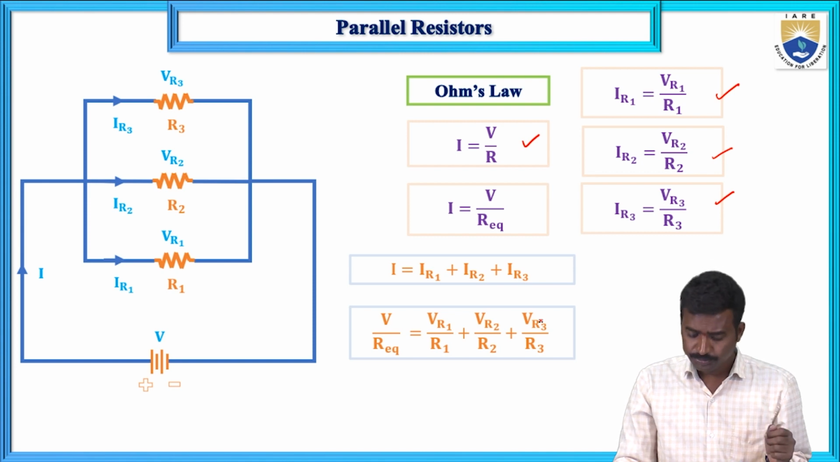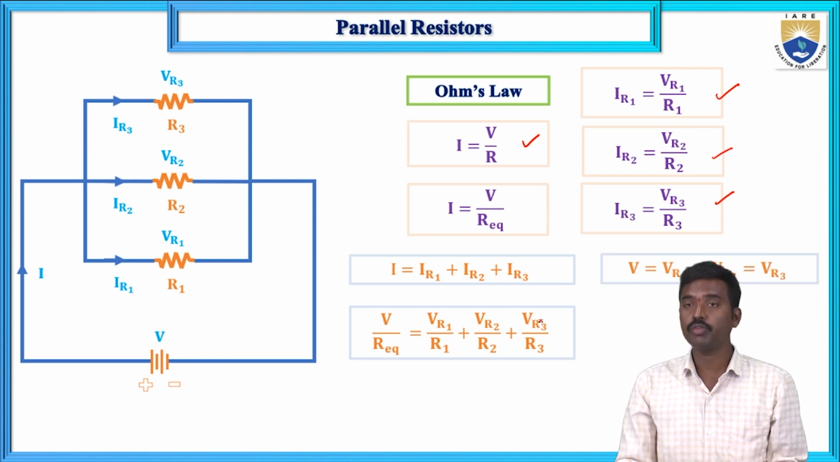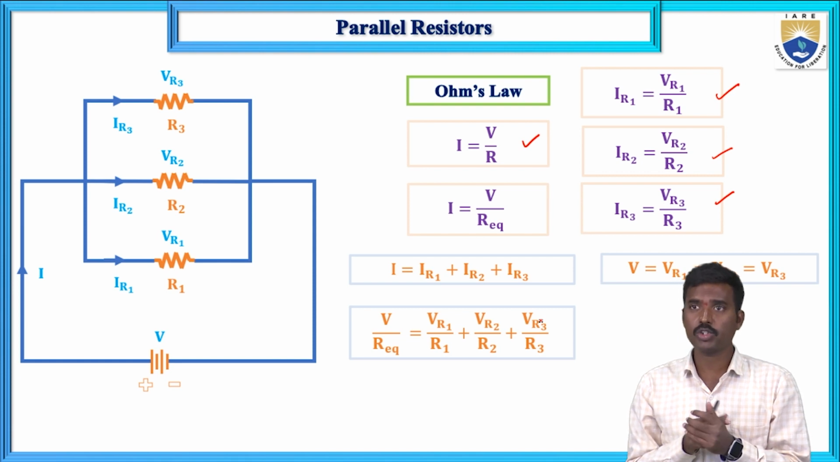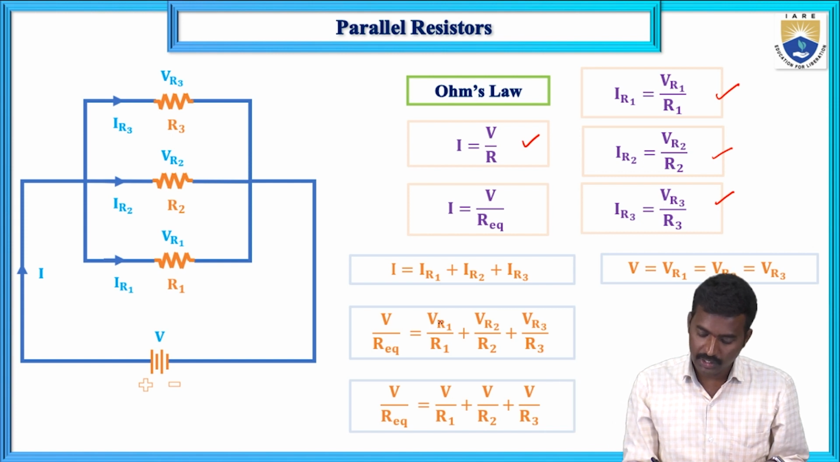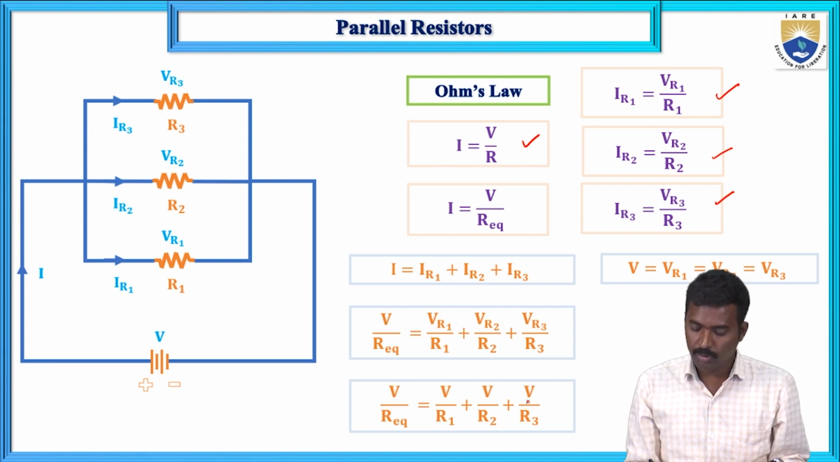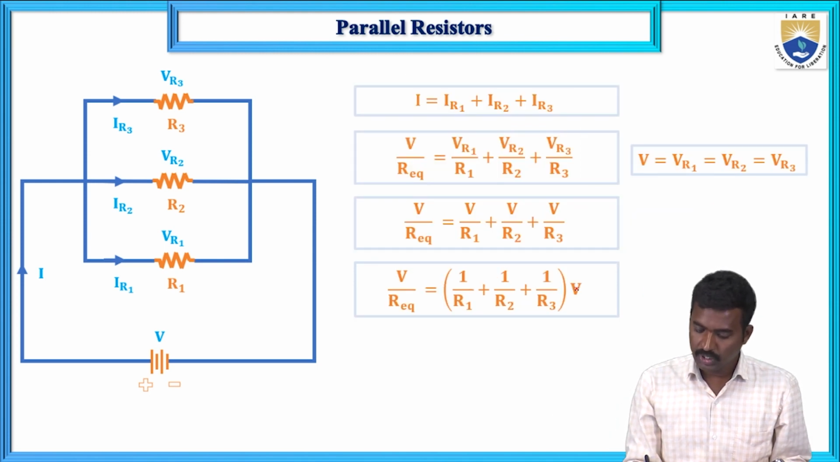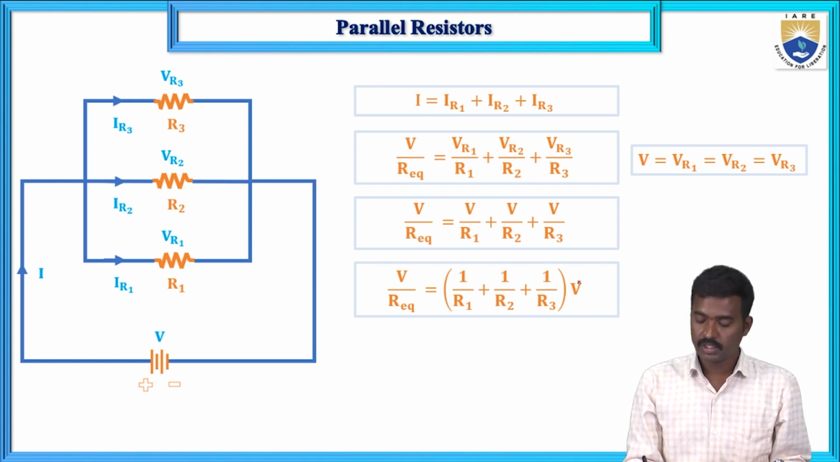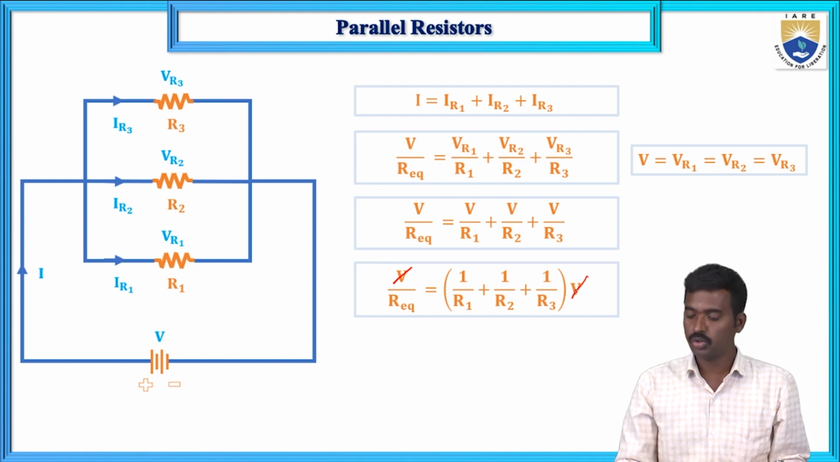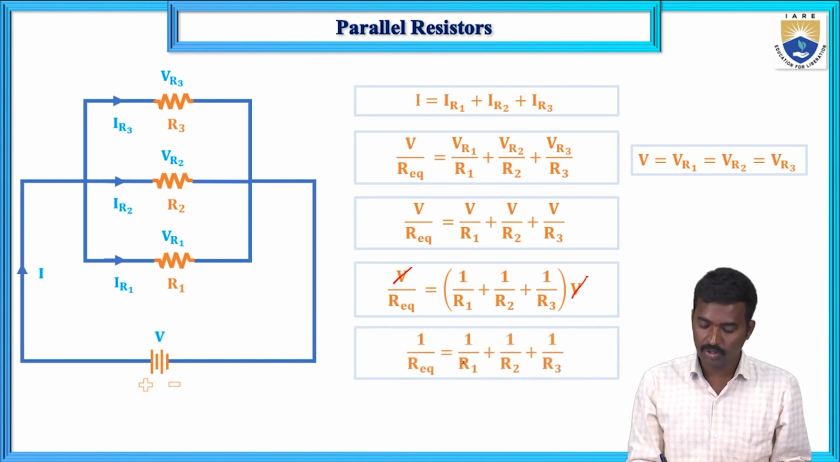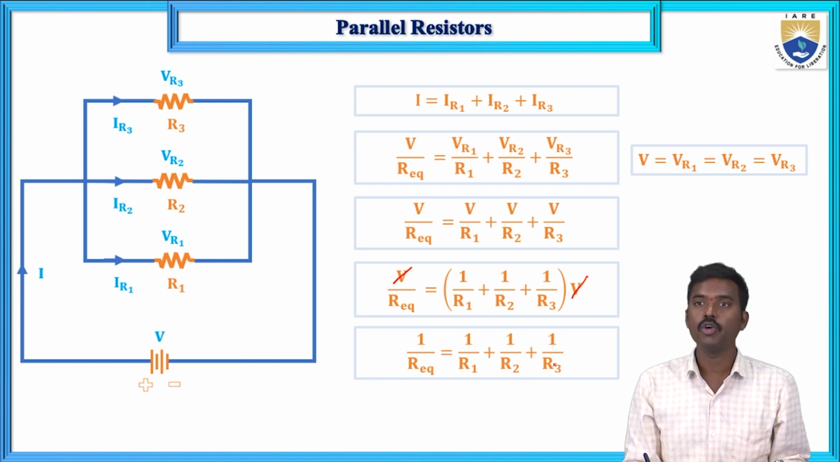So VR1 equals VR2 equals VR3, the same voltage, and that voltage equals the supply voltage. If you substitute, you can write VR1 equals V, VR2 equals V and VR3 equals V, and this is the supply voltage V. On the RHS, the common term is V. You can write the equation as this. V is a common term for LHS and RHS, so you can simplify this: 1 by R equivalent equals 1 by R1 plus 1 by R2 plus 1 by R3.